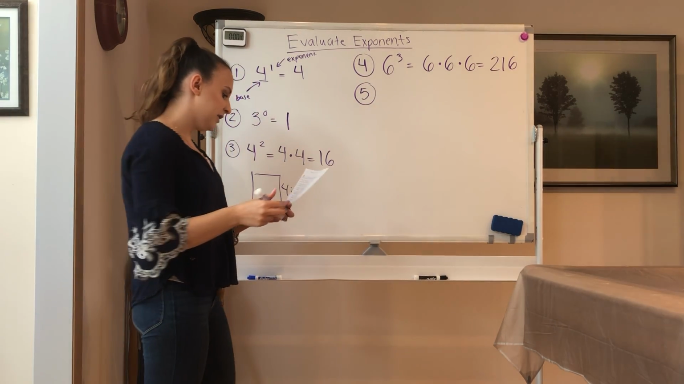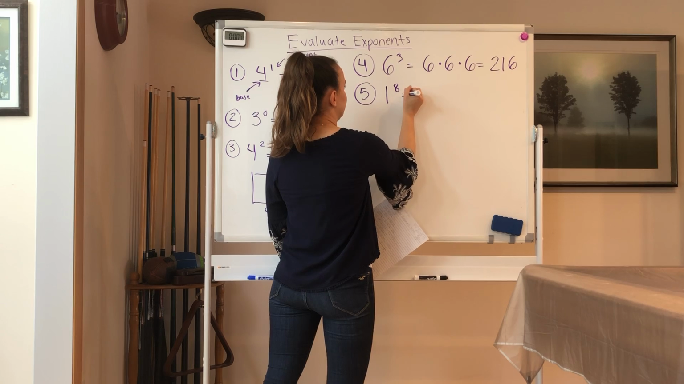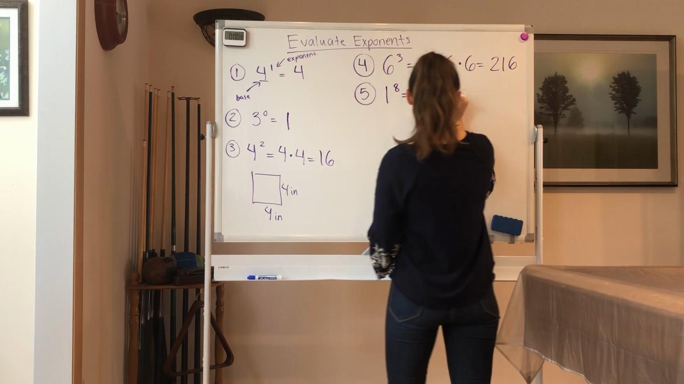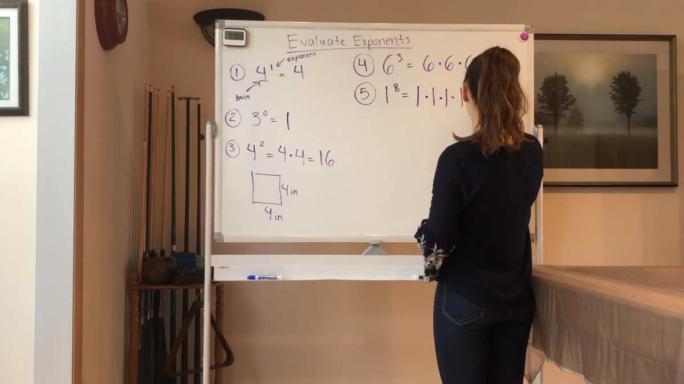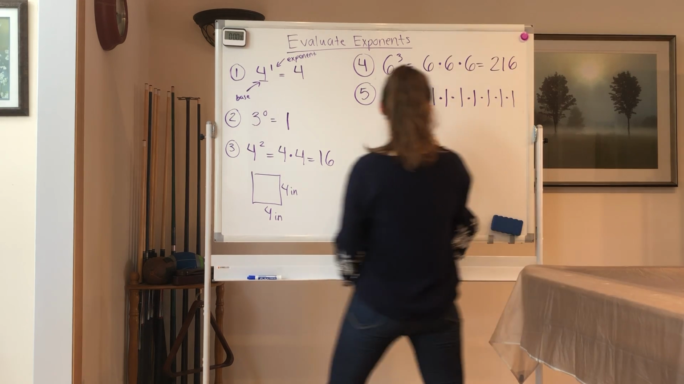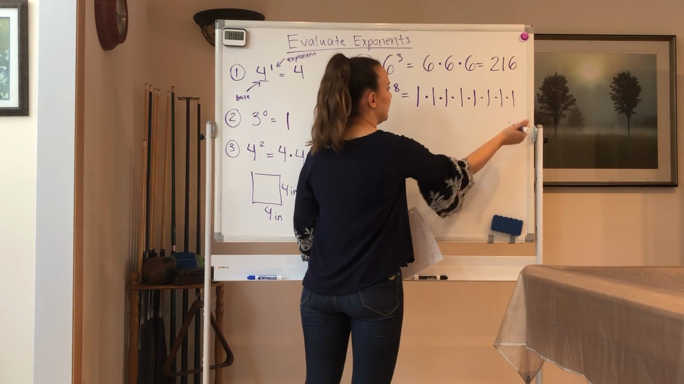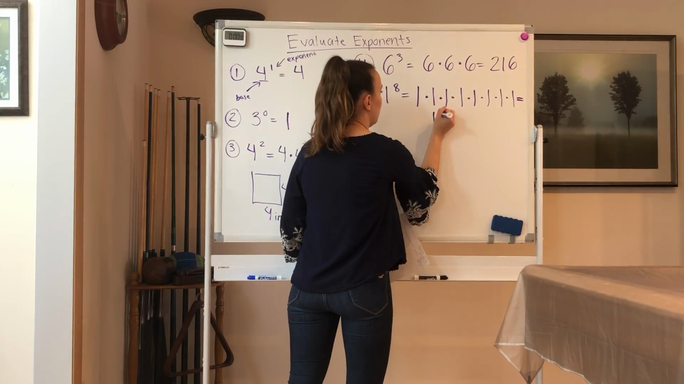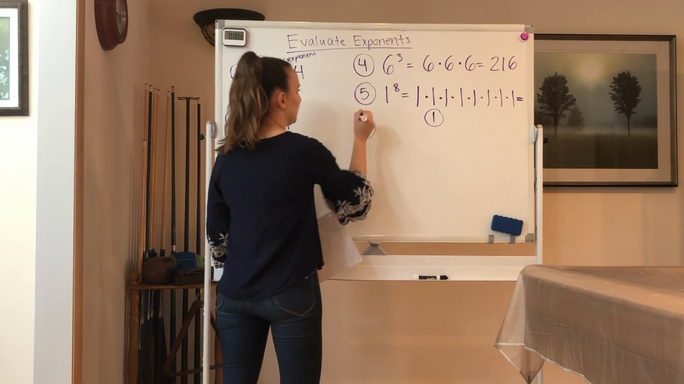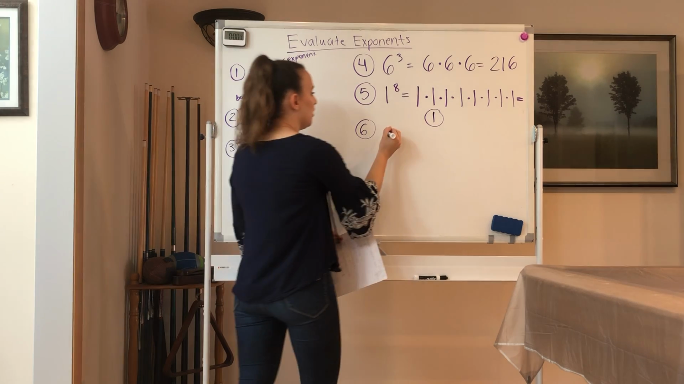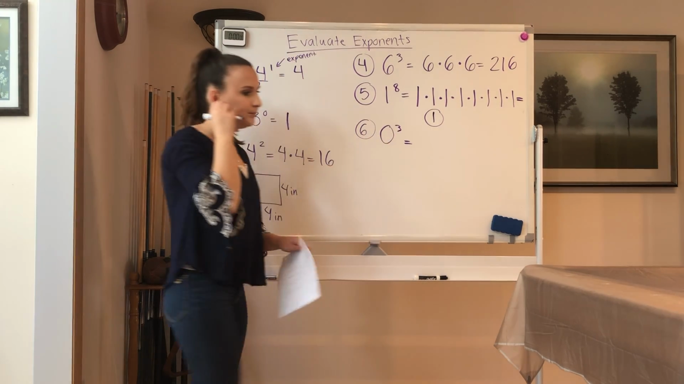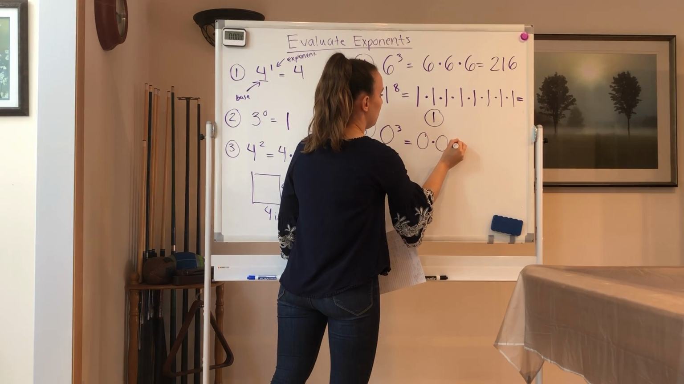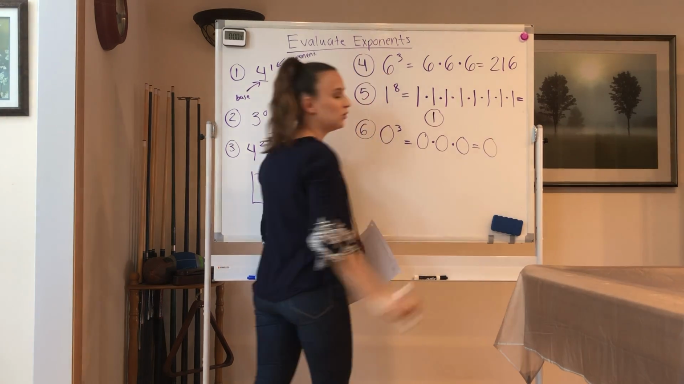Okay. Number 5, 1 to the 8th power. 1 to the 8th power means 1 times 1 times 1 times 1 times 1 times 1 times 1 times 1. 1, 2, 3, 4, 5, 6, 7, 8. Okay? If you just keep multiplying ones by each other, you're just going to get 1. All right, number 6. 0 to the 3rd power. 0 to the 3rd is 0 times 0 times 0, and that equals 0.